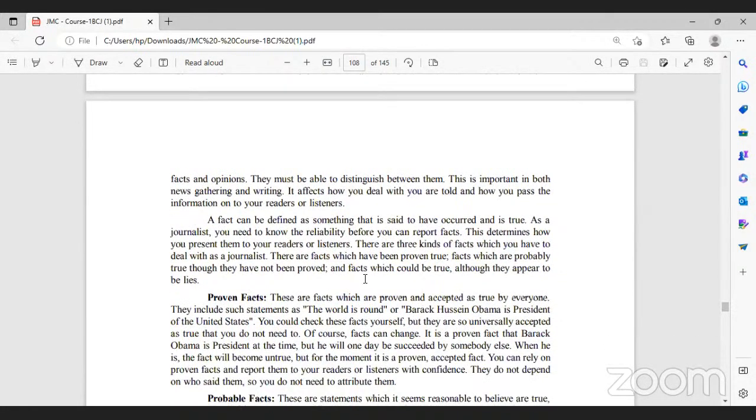A fact can be defined as something that is said to have occurred and is true in nature. So, as a journalist, you need to know the reliability before you can report facts, because it determines how you present them to your readers and listeners.